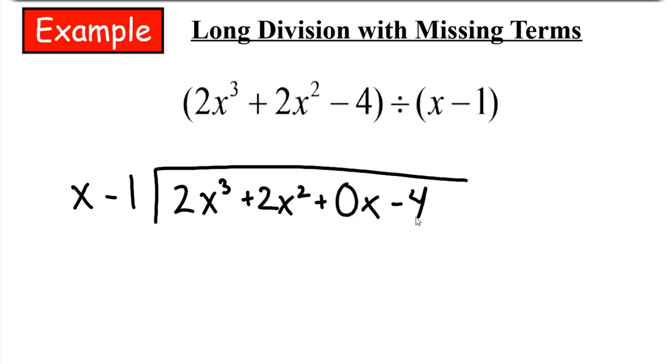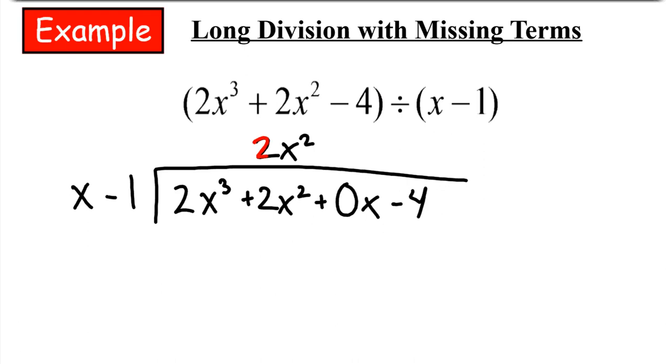Now I just go through again. X is my guide. How many times will x go into 2x cubed? Or a better way of asking that is, what do I need to multiply x by to get to 2x cubed? Well, I need a 2, and I need x squared in order to multiply 2x squared by x to get 2x cubed. Or that's how many times x will go into 2x cubed. Once I have this item, I multiply.